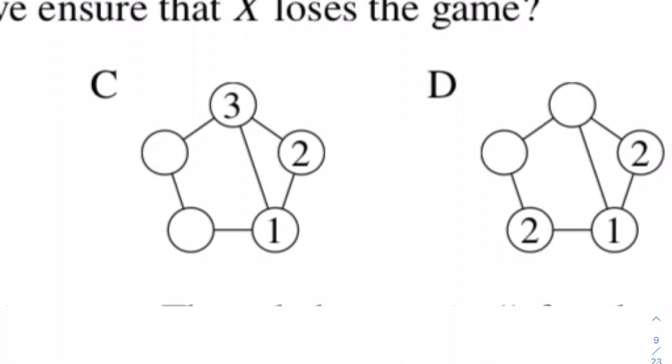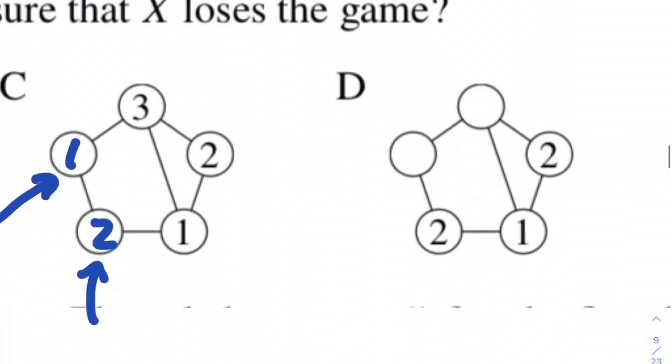Diagram C. Again, if player Y starts here, they could either put a 2 or 3 here. Let's say they put a 3 here. Then player X can end up putting a 1 or a 2 here. Let's say they place a 1 here. And again, you could also have 2 here, and then again, player X can still play a 1 there. So again, there are no examples where player Y will ensure that player X loses the game for diagram C.